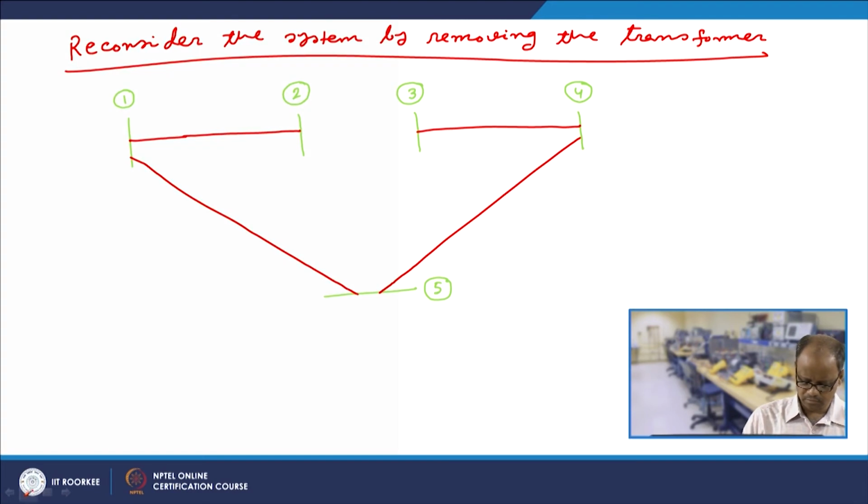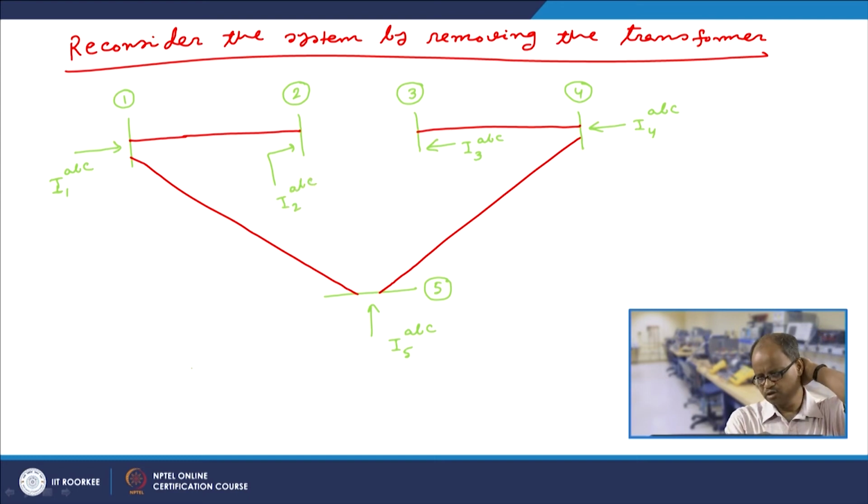And as usual, we also write the injected currents I1 ABC, I5 ABC, I4 ABC, I3 ABC and I2 ABC, and of course, the voltages are V1 ABC, V2 ABC, V3 ABC, V4 ABC, V5 ABC. So, this is the system in which the original transformer has been altogether removed.